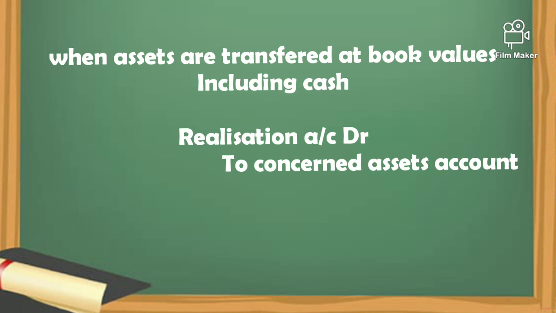First entry will be when the assets are transferred at book values including cash. As you know, we are getting converted from partnership firm to limited company. So when we are getting conversion, of course all our assets will be taken over by that limited company. When they are taking over all the assets, then the entry will be realization account debit to concerned asset account. Concerned asset account is nothing but the assets they are taking over. Like if they are taking a machinery, realization account debit to machinery account. If they are taking a furniture, to furniture account. Like this we need to mention in the first entry, that is assets are taken over.